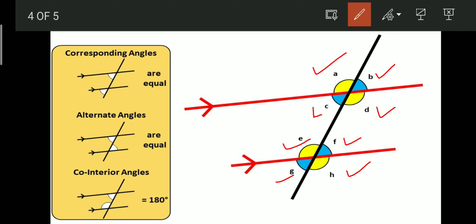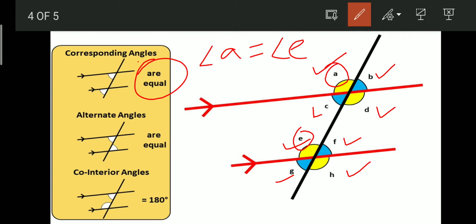Now when a transversal line cuts two or more parallel lines, if we talk about only two parallel lines, then their corresponding angles are equal to each other. So we can see angle A and angle E are corresponding angles, so they are equal to each other in parallel lines. And in the same manner, angle C and angle G are equal to each other, angle B and F are equal to each other, and angle D and angle H are equal to each other if a transversal line cuts two parallel lines.